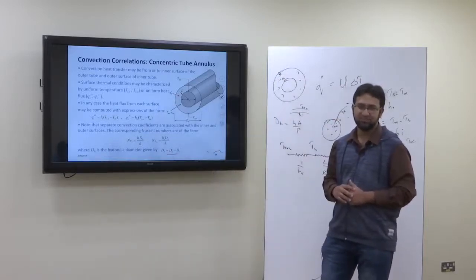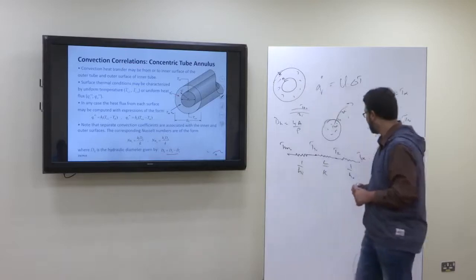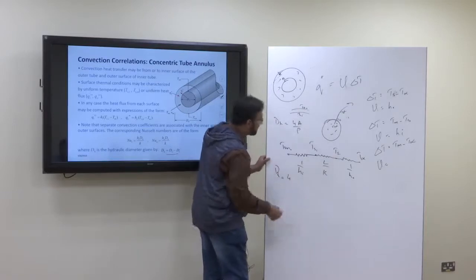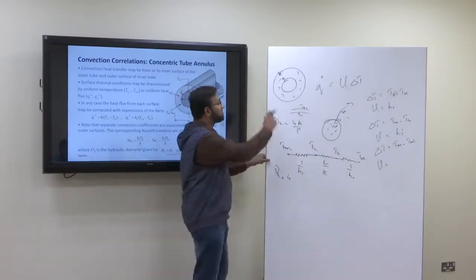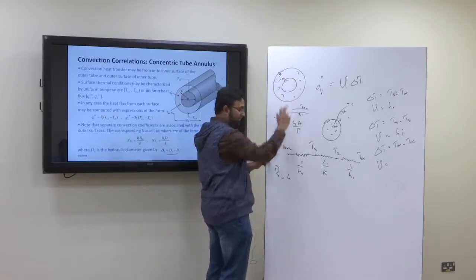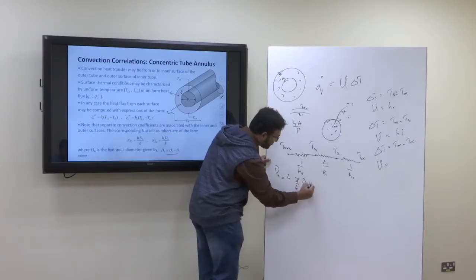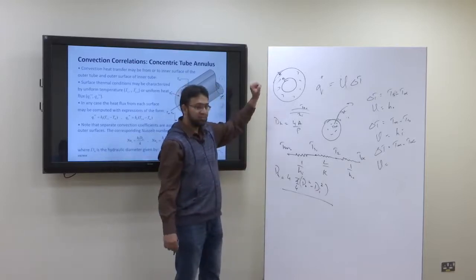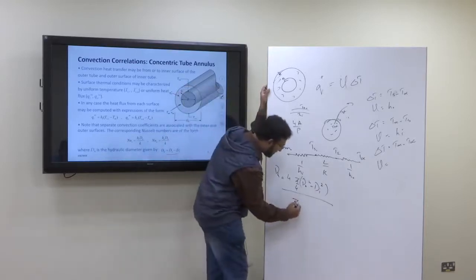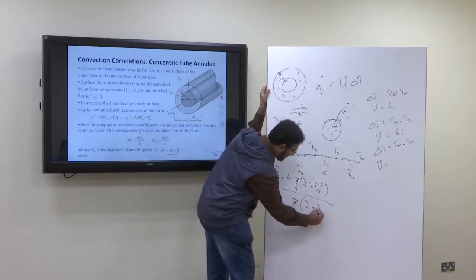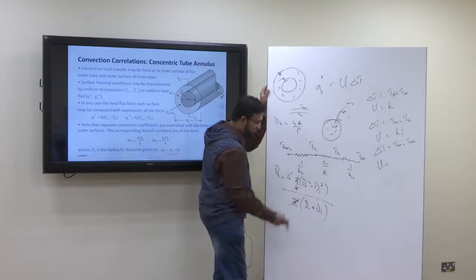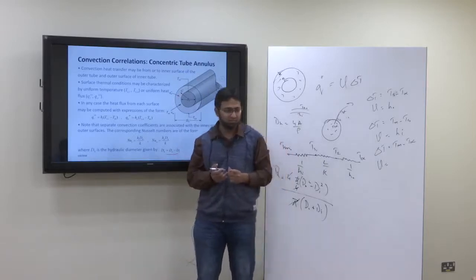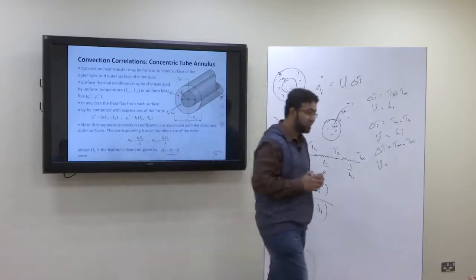So hydraulic diameter is 4A upon P. In this case, 4 multiplied by A, the cross-section area, will be the total area minus the area of the inner, so it will be pi by 4 times D naught square minus DI square. The perimeter will be pi times D naught plus DI. Pi will cancel, 4 will cancel, D naught square minus DI square upon D naught plus DI is equal to D naught minus DI. In this case, yes.